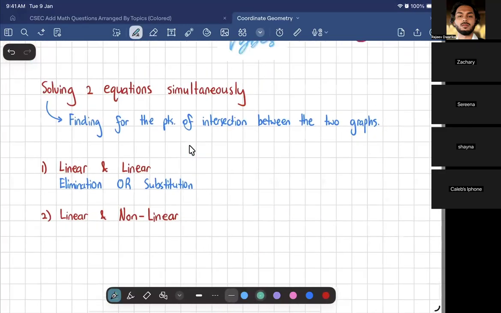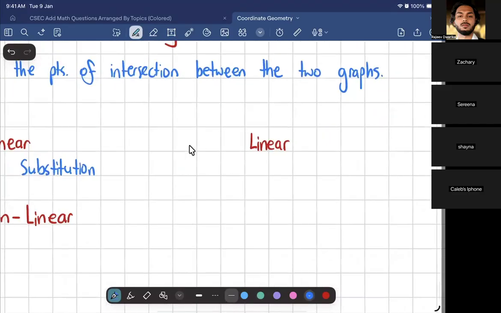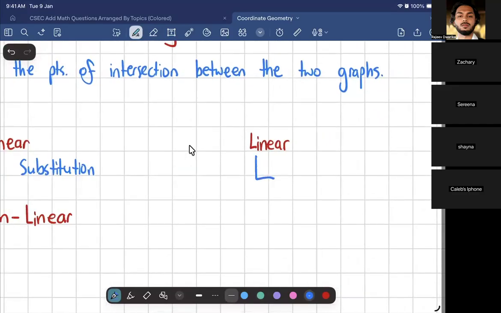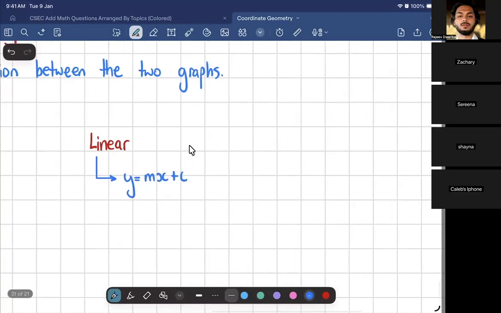Just to make sure we're on the same page, when I mention the word linear, do we know what I'm talking about? When I have the equation of a line, what does the form look like? What's the form? y is equal to mx plus c. Anytime you see y is equal to mx plus c, you know you're dealing with a linear equation.